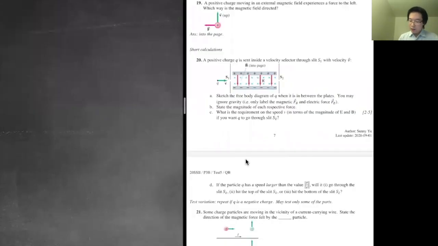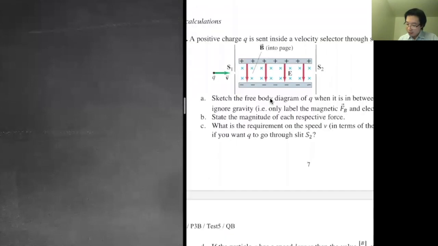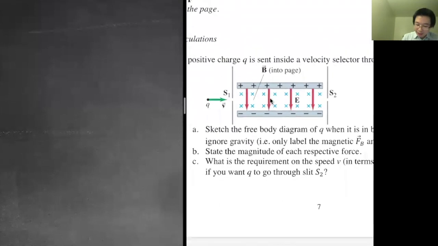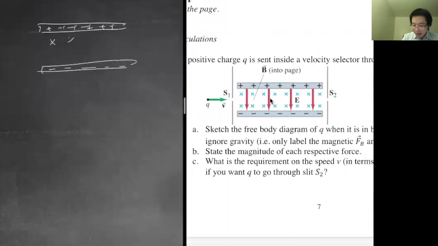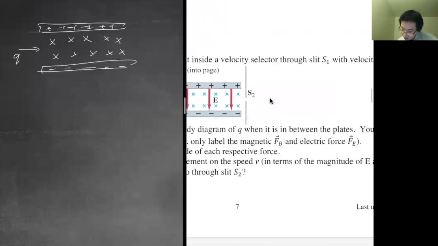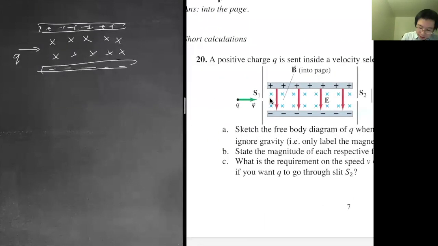All right. Question 20. Here, it's about the velocity selector. Part A says sketch the free body diagram for a charge when it goes inside, right? So let's sketch out what this is. You have a positive plate here, a negative plate here, and magnetic fields going into the page like this. And what charge is this? This guy is a positive charge.